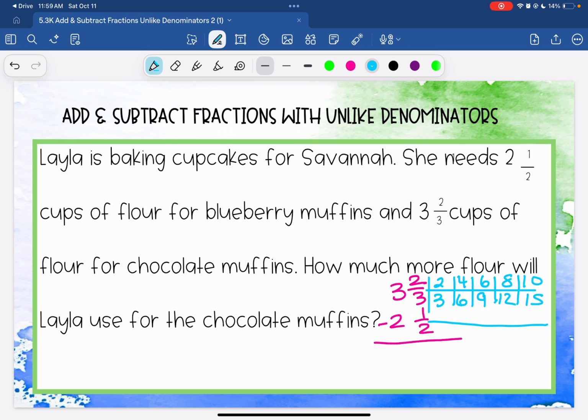I'm going to repeat the same process. 2, 4, 6, 8, 10. And then now you want to look and notice, hopefully you see it, that 6 is our common denominator. And we're subtracting, so 4 minus 3 is 1. So it would be 1/6. However, we still need to subtract 3 minus 2. So it's actually 1 1/6.